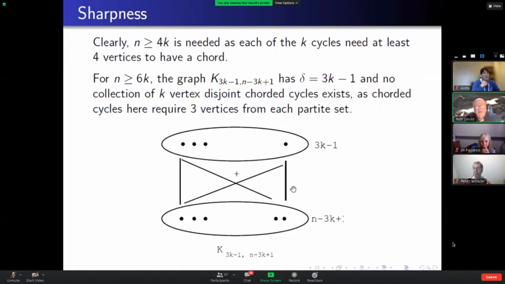Okay, as I already said, we need the 4k vertices because each of the k cycles needs at least 4 vertices. And this condition is sharp. Just take a bipartite graph with 3k minus 1 vertices on one side and all the rest on the other. And I don't know if on your slides, but on mine, the bottom n minus 3k plus, it should be a plus 1, but it's not showing up on my slide for some reason. Anyways, simple graph to show that his degree condition is sharp. There just aren't enough vertices in the small set because to build chorded cycles in a bipartite graph, you need at least 6 vertices per cycle.